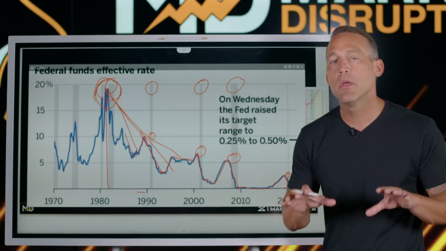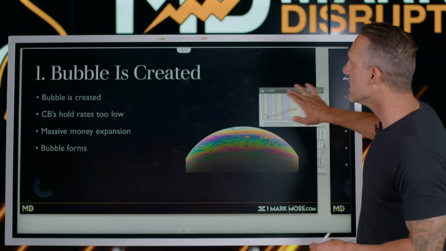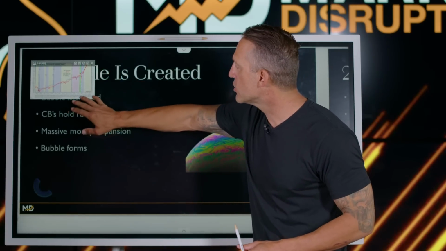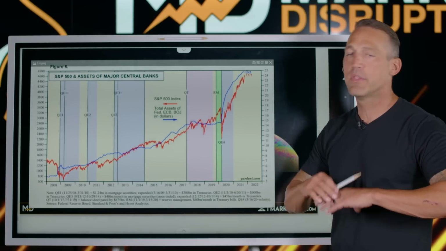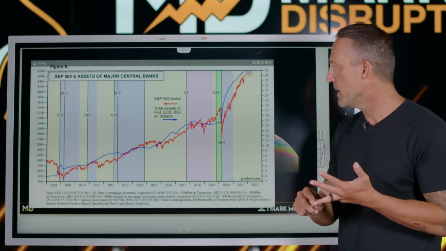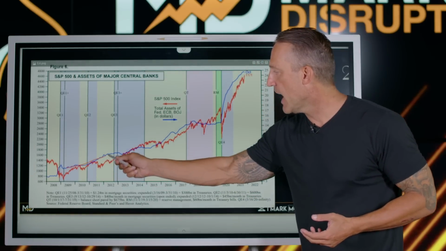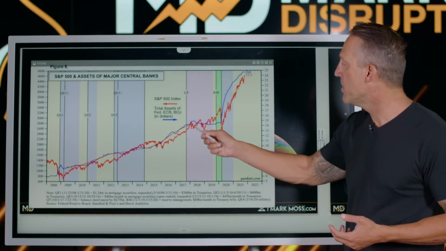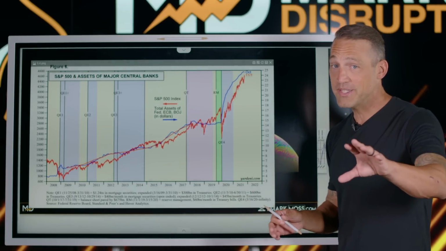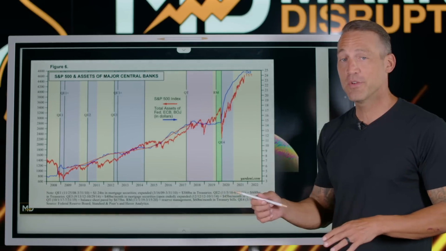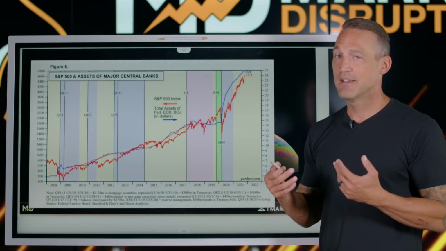They keep them too low for too long, which creates way too much money expansion. Now we can see this also illustrated in this chart right here. This shows the total assets of the central banks, basically the Fed, the European Central Bank, and the Bank of Japan. This is the blue line. We can see the assets of the central bank are going up, and the red line is the S&P 500. It's no coincidence that the S&P 500 moves up almost exactly with the assets of the central bank.